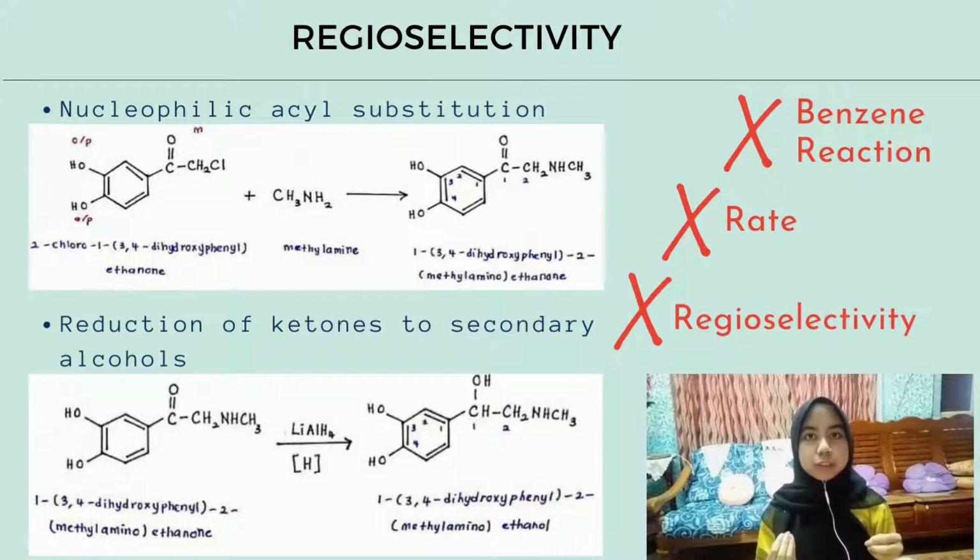And finally, for these 2 reactions, nucleophilic acyl substitution and reduction of ketones to secondary alcohol reaction, they do not belong to benzene reaction. Hence, the rate and reduced reactivity do not matter.